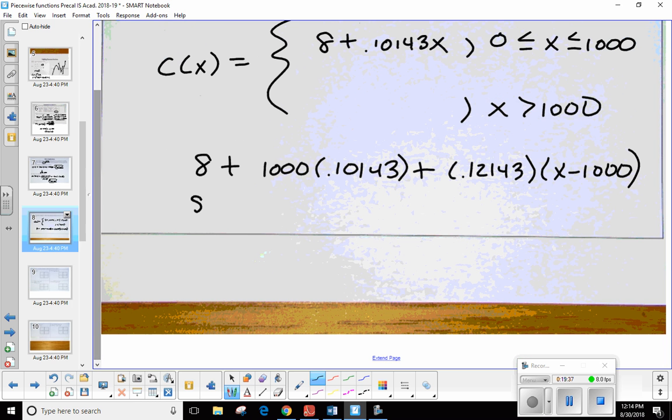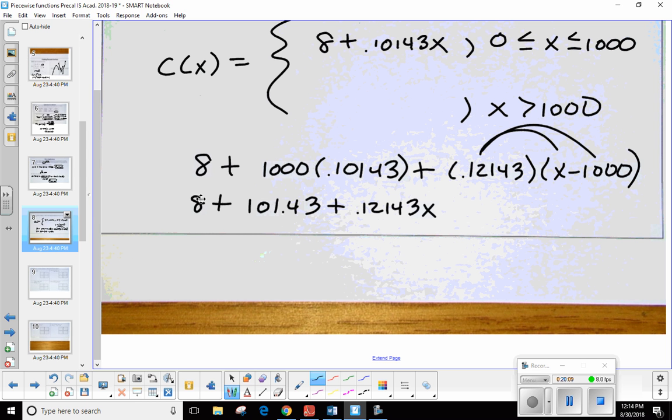So I've got the 8 plus. Well, multiplying by the 1,000 is going to move the decimal 3 places. So that would be $101.43. And we already saw that in the previous problem. Plus, okay, now, because this is a binomial, let's go ahead and distribute. 0.12143 times x would just be that product. 0.12143x.